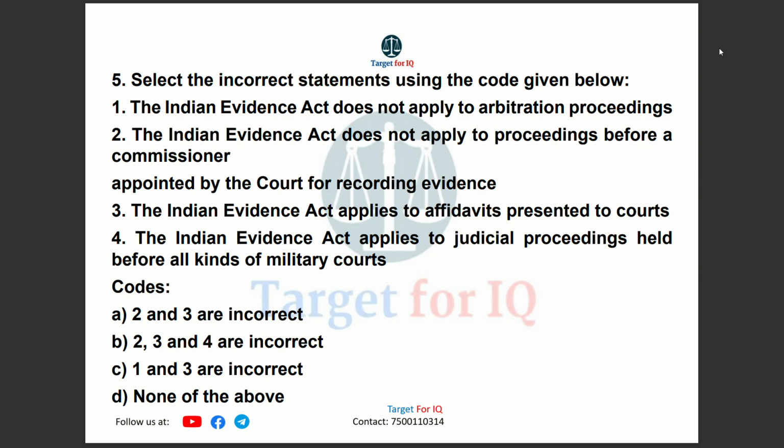Option A, 2 and 3 are incorrect. Option B, 2, 3 and 4 are incorrect. Option C, 1 and 3 are incorrect. And option D, none of the above. The correct answer to question number 5 is option B, that is 2, 3 and 4 are incorrect. The first one is the correct option, as the Indian Evidence Act does not apply to arbitration proceedings. We can see this thing in section 1 of Indian Evidence Act itself.